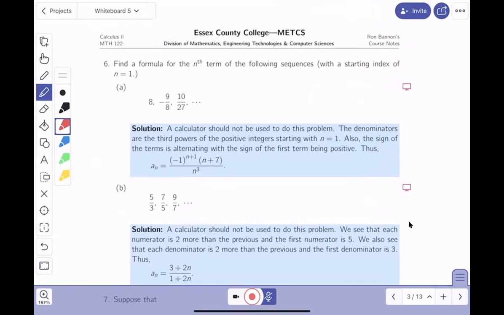And over here, it says find a formula for the nth term of the following sequence, starting with the index. I gotta be honest with you. This one looks a little strange to me.